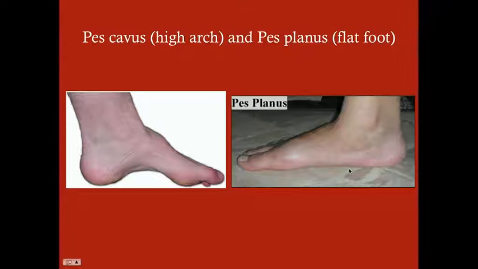When I was going through my military physical, before I started medical school, they wrote pes planus on my little chart, and I had no idea what that meant. So I went home and looked it up, and turns out my mom had always called me flat-footed my whole life, and the doctor called me flat-footed too, just in Latin.